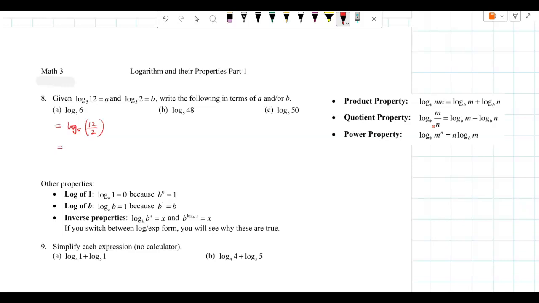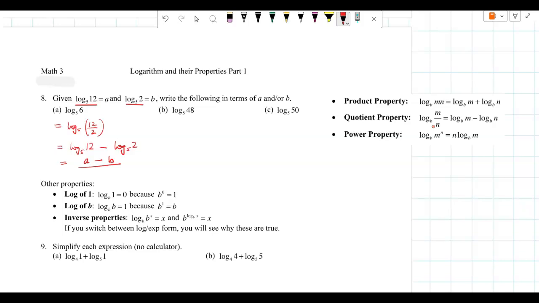So log 12 to the base 5 minus log 2 to the base 5. What is the value of log 12 to the base 5? A. So A minus, what is log 2 to the base 5? That's B. A minus B. That's your answer.